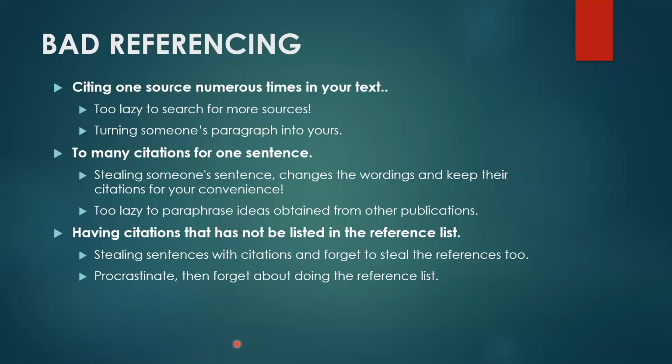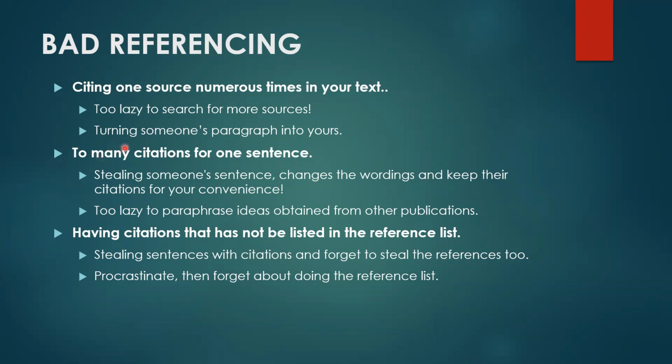Okay, let's look at bad referencing. How can you identify bad referencing? Number one, citing one source numerous times. This is a student who is citing the same source many times in one paragraph or in the entire document. Sometimes they are not even ashamed to cite the same source many times in one paragraph. You should be ashamed of yourself if you do that.